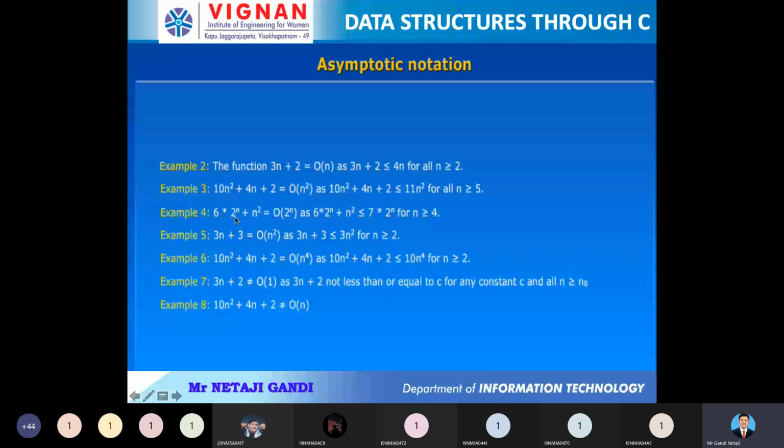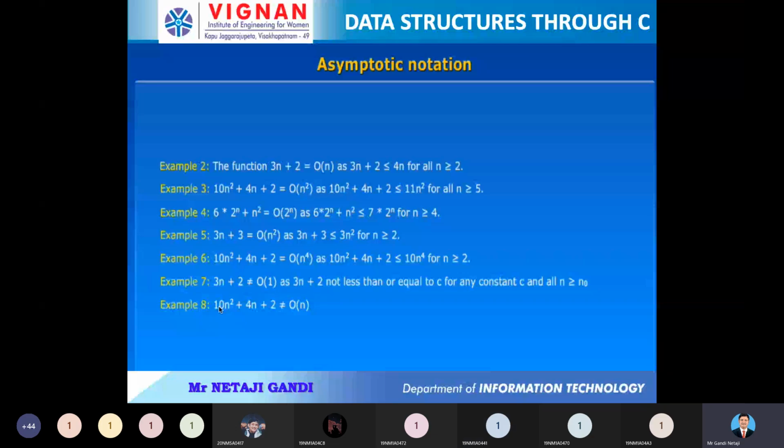Coming to example 5, remove the coefficient 3 and remove the constant 3. So the order of n. Here this was wrong, it is order of n. Big O of n. So this is how to calculate the time complexity for this one. Is it clear, all of you? Please respond.